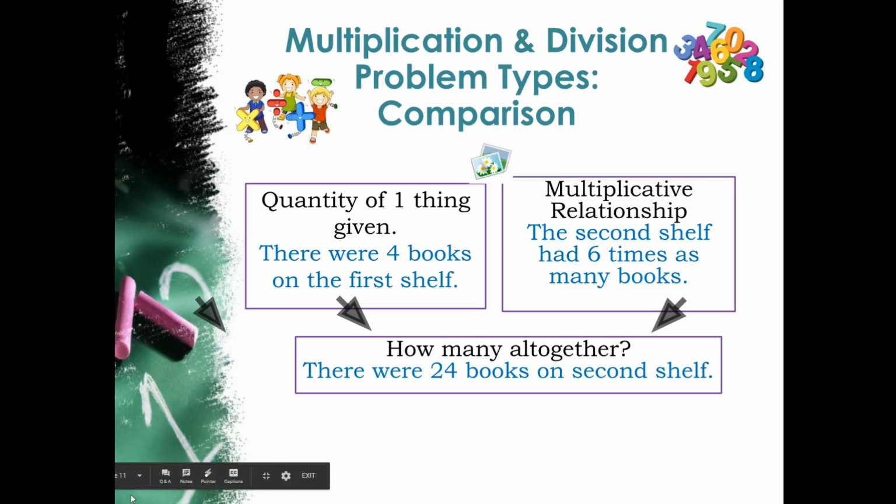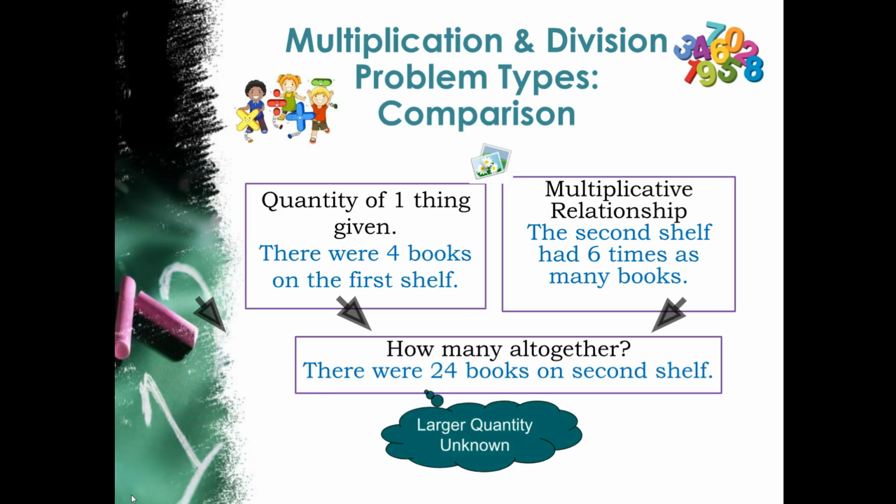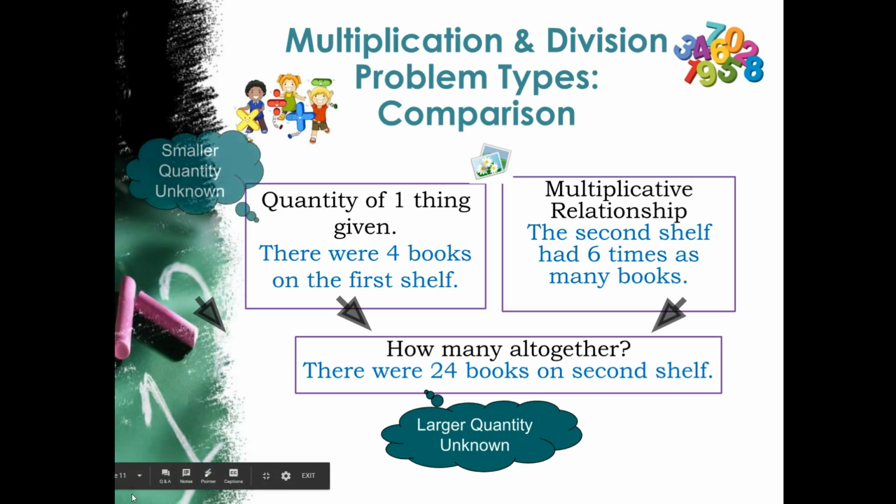Just like with other problem types, any of these parts can be unknown. The larger quantity can be unknown. There were 4 books on the first shelf. The second shelf had 6 times as many books. How many books were on the second shelf? The smaller quantity can be unknown. There were 24 books on the shelf of a bookcase. The second shelf has 6 times as many books as the first shelf. How many books are on the first shelf?